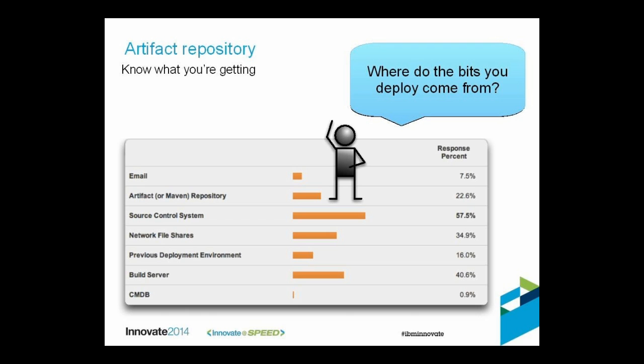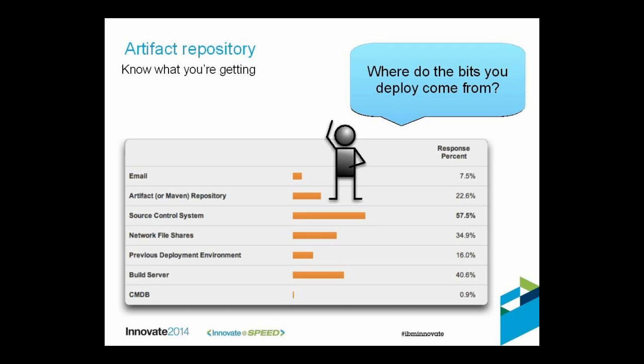So maybe builds would come from the build server and database changes would be pulled straight from source control. So the percentages add up to over 100%. And I think they add up to over 200%, so the average person had at least 2. But we had 7.5% of people admitted that they just email the files around, which is kind of sad.